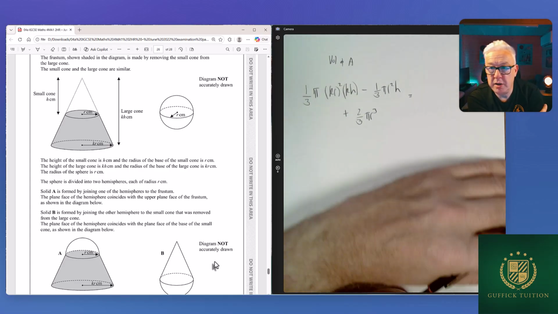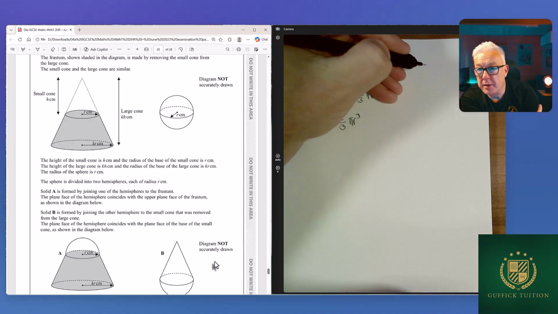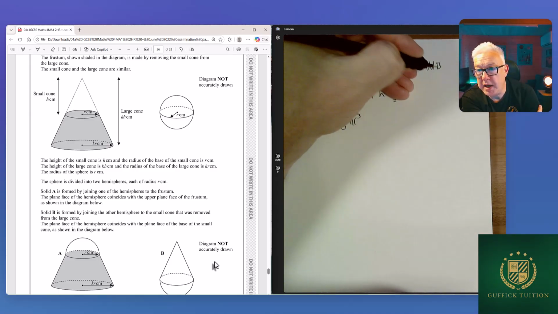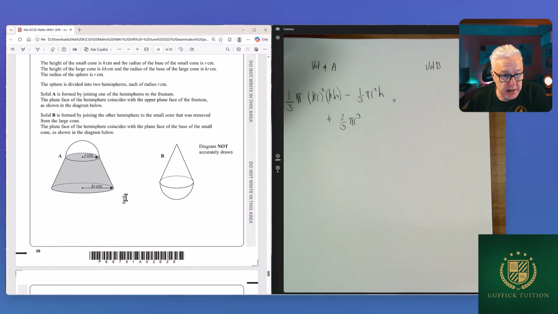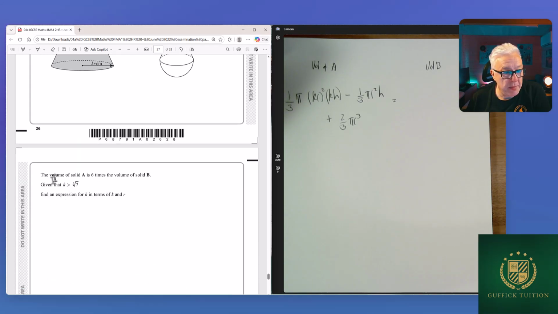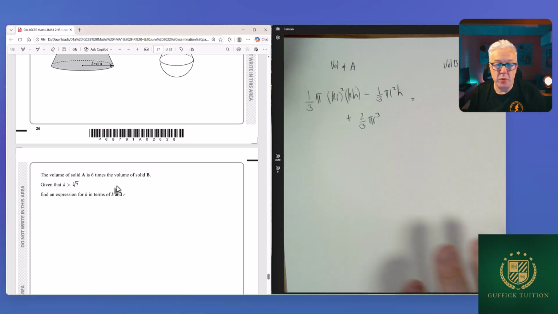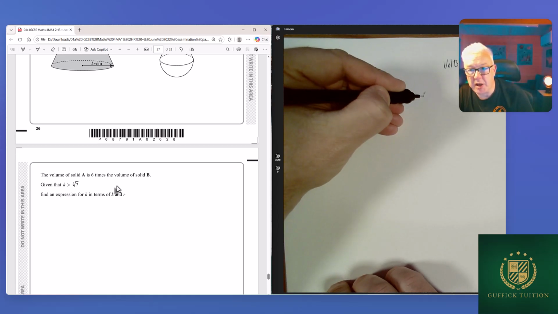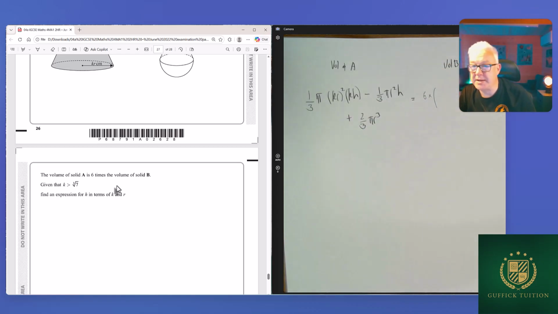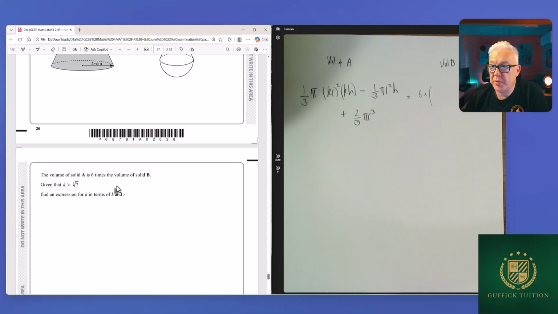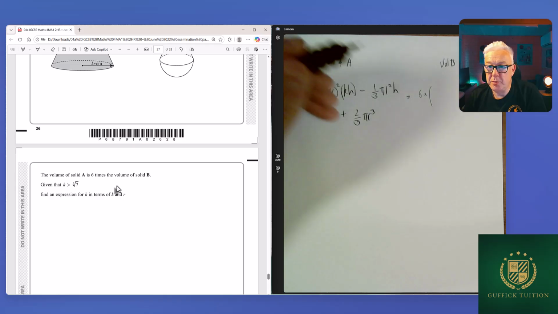Now let's have a look at the volume of shape B. So I'm going to write down here volume of B. Now there's something very important that we need to note here. Right at the end of this question, it says the volume of A is 6 times the volume of B. Now this is really important. It means that if we want to put these two expressions equal to each other, we need to times the volume of the smaller shape by 6 in order to be able to put it equal to the volume of the bigger shape. Okay, that's super important.